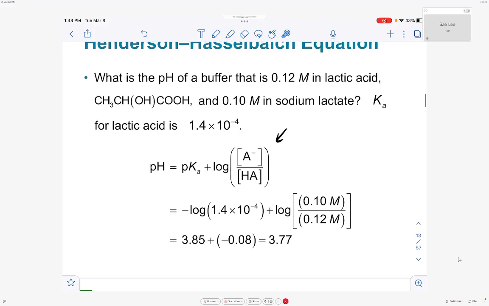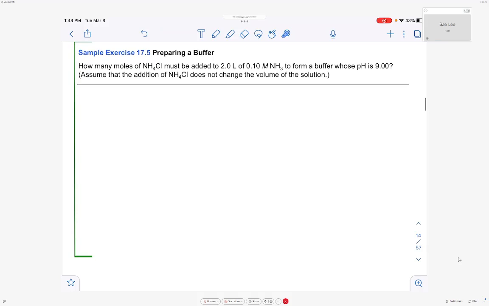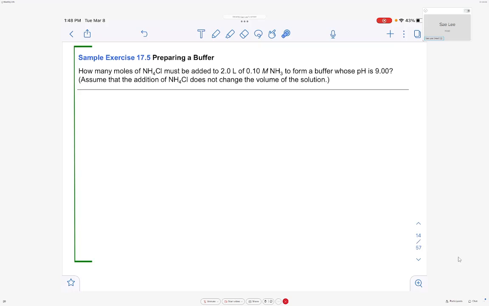Okay, let's try another sample exercise. How many moles of ammonium chloride must be added to 2 liter of 0.1 molar ammonia to form a buffer whose pH is 9? Okay, and there's a note saying to assume that the addition of ammonium chloride does not change the volume of the total solution.